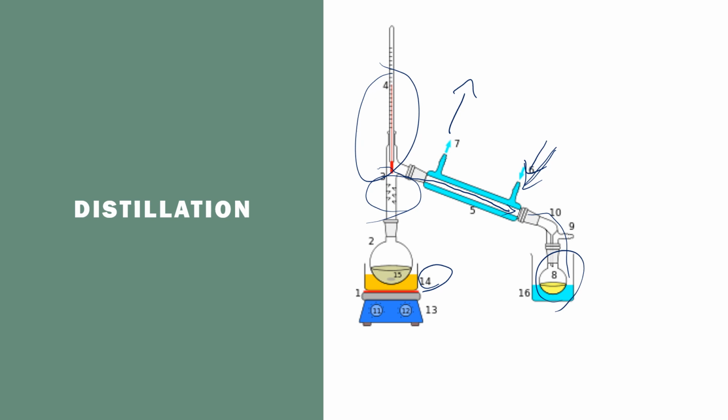So when it is completely separated, you're left with the higher boiling point liquid in your original flask that's left behind, and your lower boiling point liquid is collected in the new flask. And that's how you separate them using distillation.